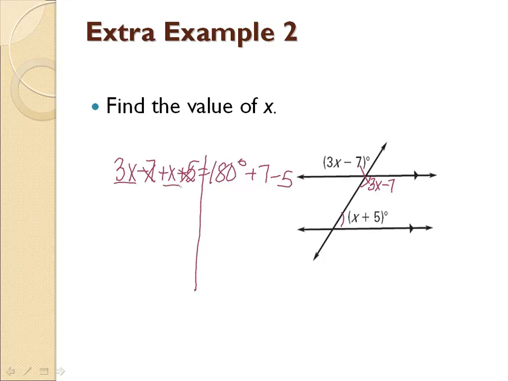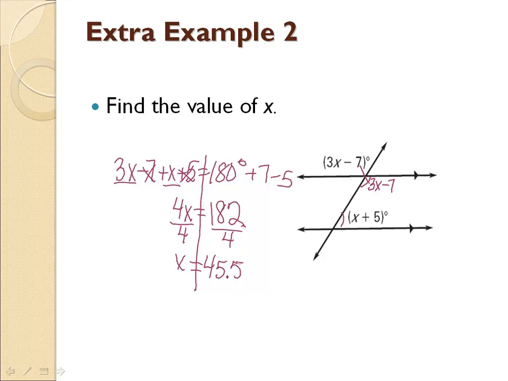So like terms give me 4x equals 182. Divide both sides by 4. And x equals 45.5. And that's okay that it's a decimal because sometimes we will have decimals for these. So we found our value for x. Let's just do our check to make sure it's right.